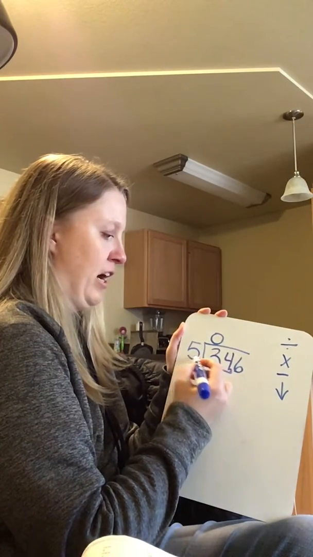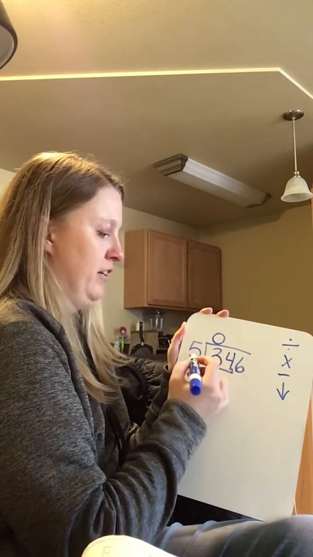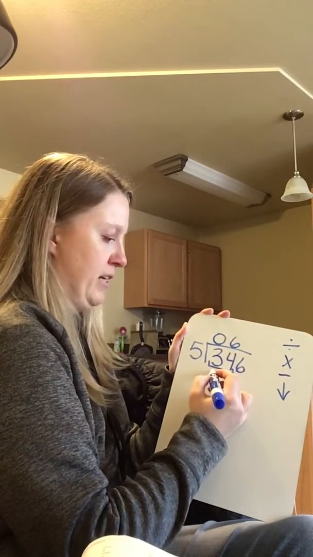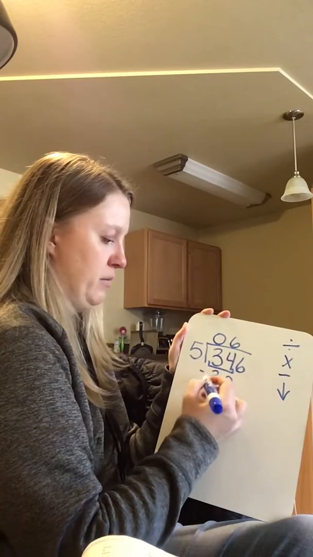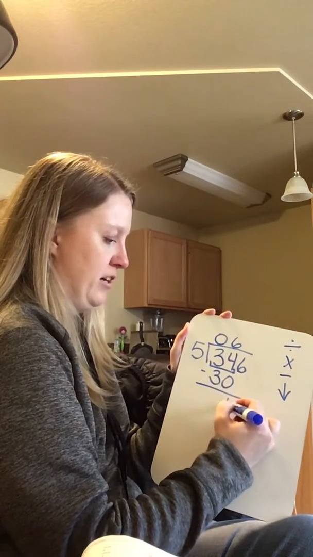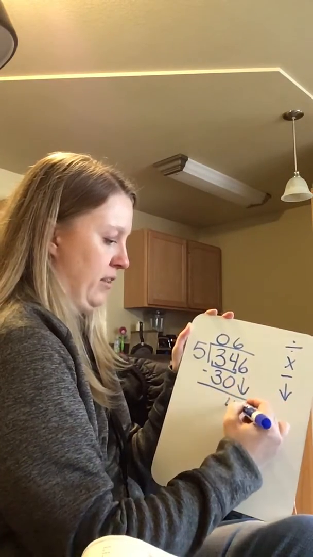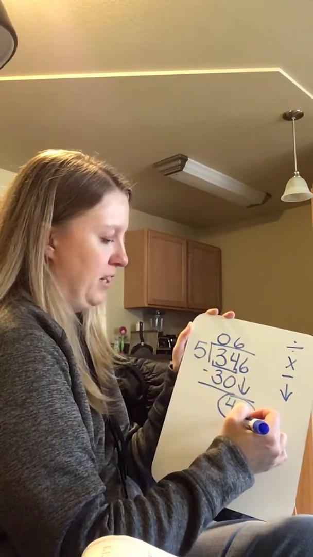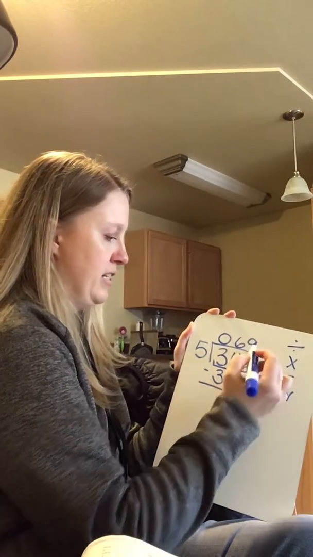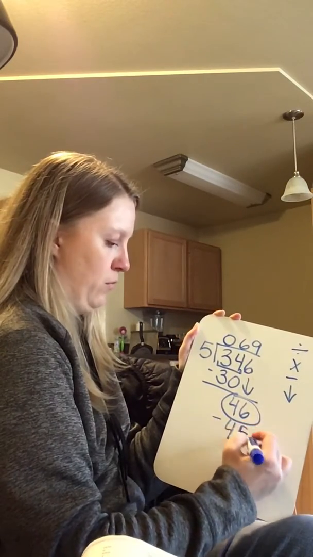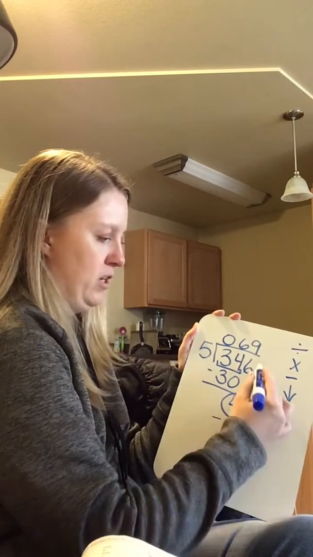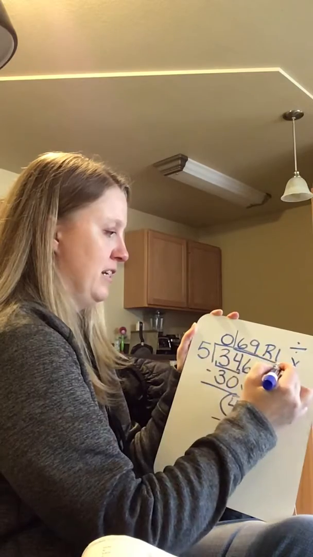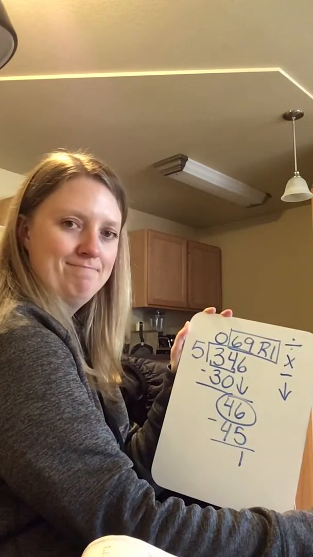How many times can 5 go into 34? 5 can go into 34 6 times, which makes 30. So subtract. 34 minus 30 is 4. Bring down the 6. Start all over. How many times can 5 go into 46? Can go in 9 times, which makes 45. Subtract. 1. Nothing left to bring down. So our final answer, 69, remainder 1.